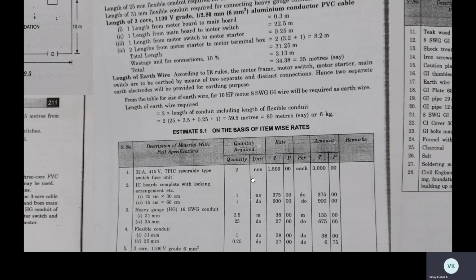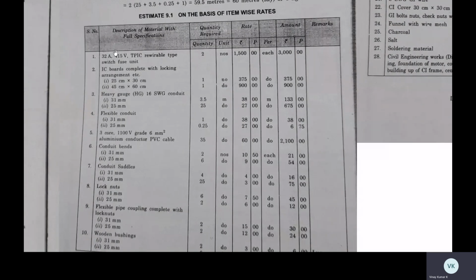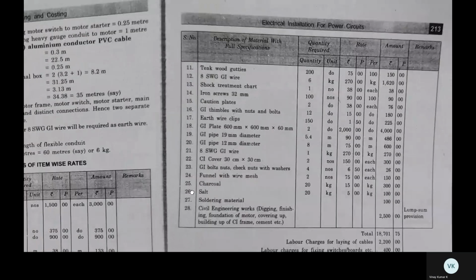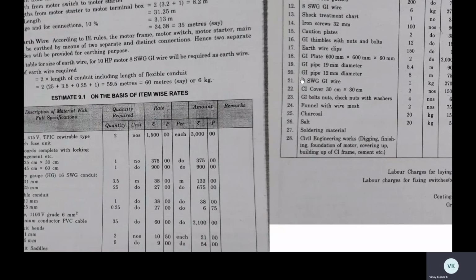So what are the other materials that are also needed here? That is a 32 amp rewirable type switch fuse at the fuse board, ICDP boards, heavy gauge flexible conduits, 3-core cables, conduit bends for 31 mm and 25 mm, different conduit saddles, lock nuts, flexible pipes, wooden bushings. So based upon the number of quantities, how many numbers we need. And wood gutties, shock treatment charts, charcoals, standard wire gauge. So these are the other materials also needed.